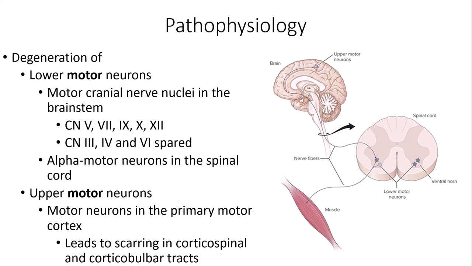Okay, when the upper motor neuron cell bodies die, that leads to scarring or sclerosis in the corticospinal and corticobulbar tracts. The corticobulbar tract is going to be affected in the brainstem, and the corticospinal tract can be affected throughout the brainstem as well as the spinal cord.